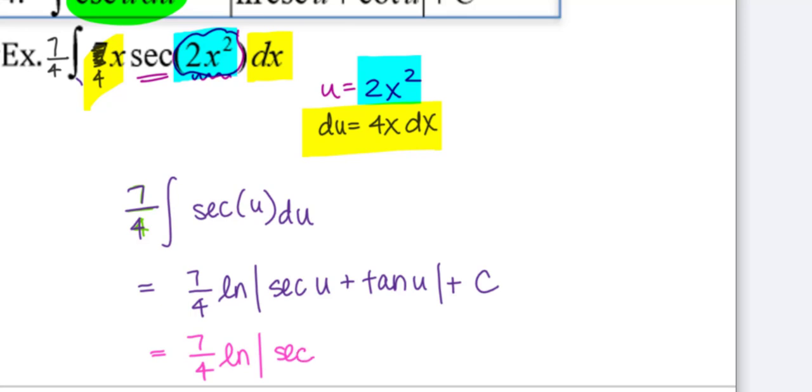And I'm just going to put back in now what my u was. And so there I have that 7/4 natural log, don't forget your absolute value bars, secant of the angle 2x squared plus tangent of the angle, which is 2x squared, close your absolute value bars, plus c.